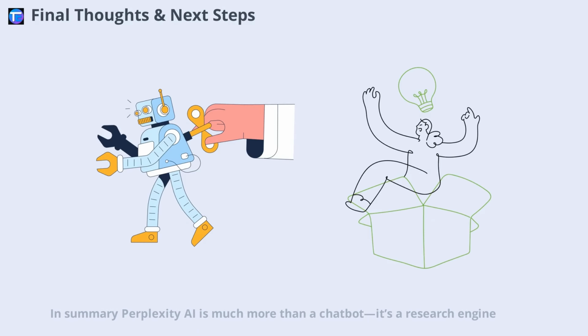In summary, Perplexity AI is much more than a chatbot. It's a research engine, automation hub, and daily assistant. The key is to explore its features and integrate them into your daily routine. Start by setting up a task, and you'll soon see the benefits of having an AI researcher working for you around the clock.